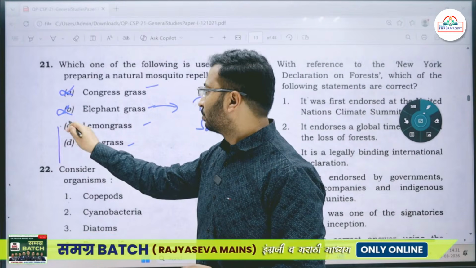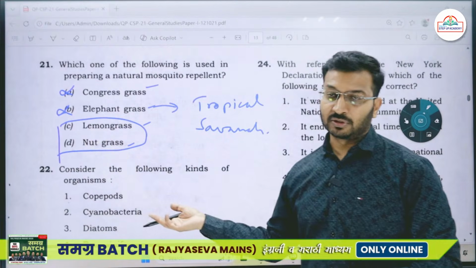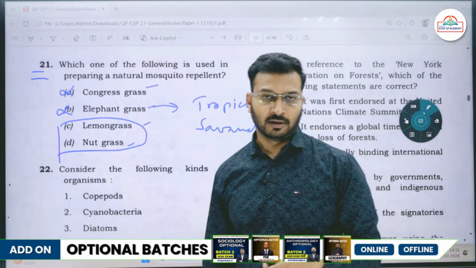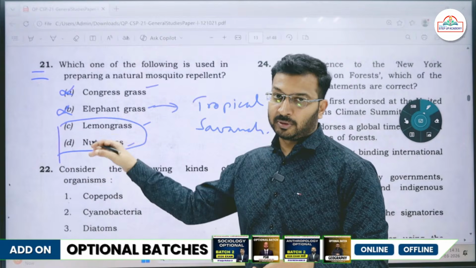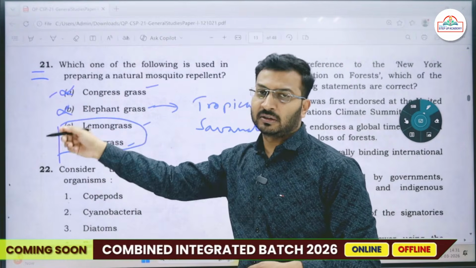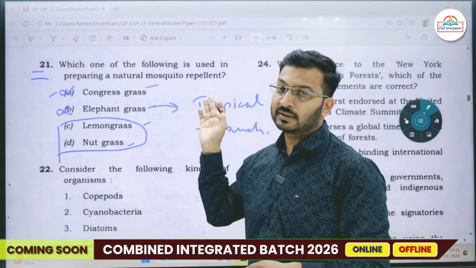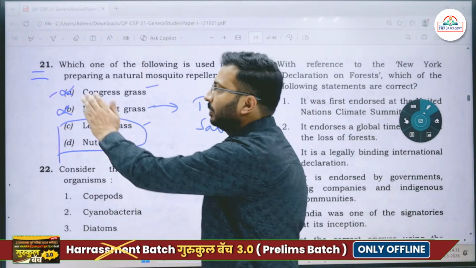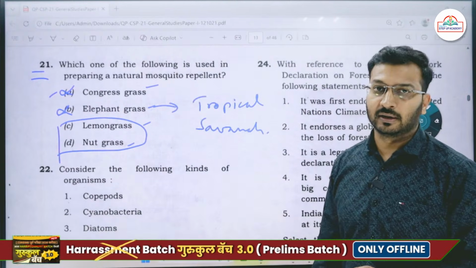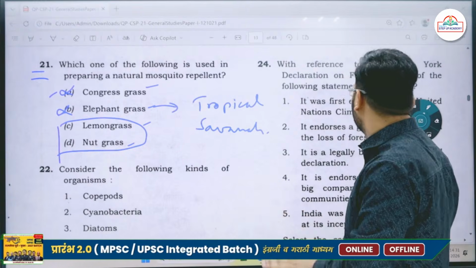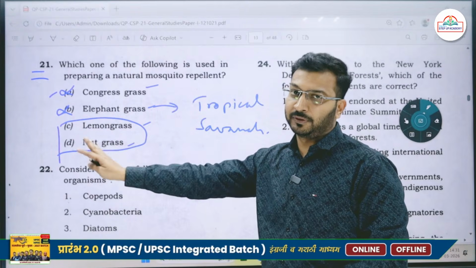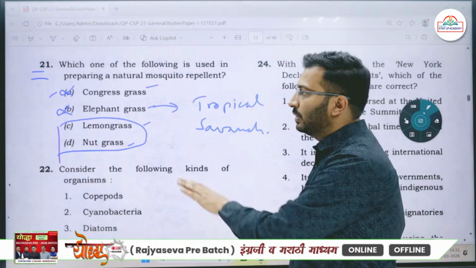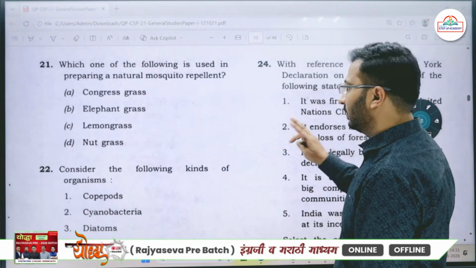Lemongrass or nut grass. Now, if you are not aware with respect to this question, in the first marking you should keep it in mark and review. Nut grass you probably might not be aware of, but Congress grass is very common. Elephant grass you should be thoroughly aware of because it is a static related thing. But if you are not aware of lemongrass and nut grass, keep it in mark and review. Solve it at the end when you have not solved a sufficient number of questions. It is easy now, you only have to do 50-50%. Most of the time this 50-50 goes incorrect, but at least you have some chances here. So 2021, I'll keep it in mark and review.